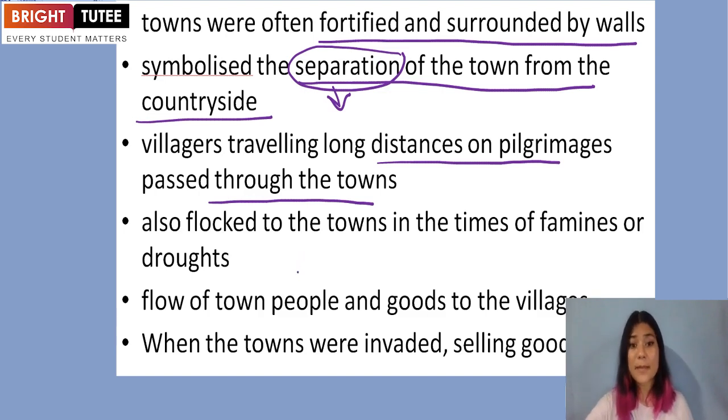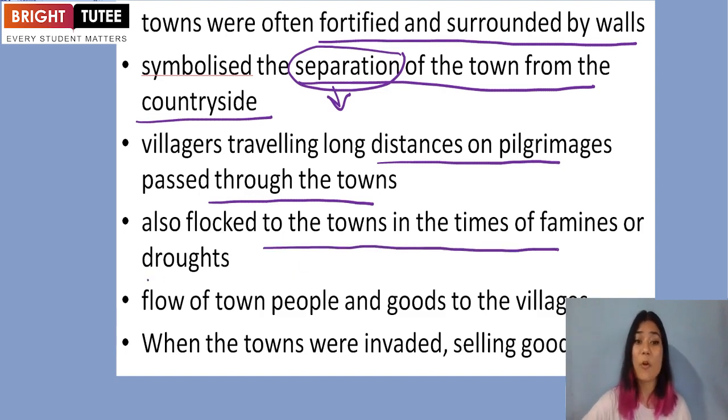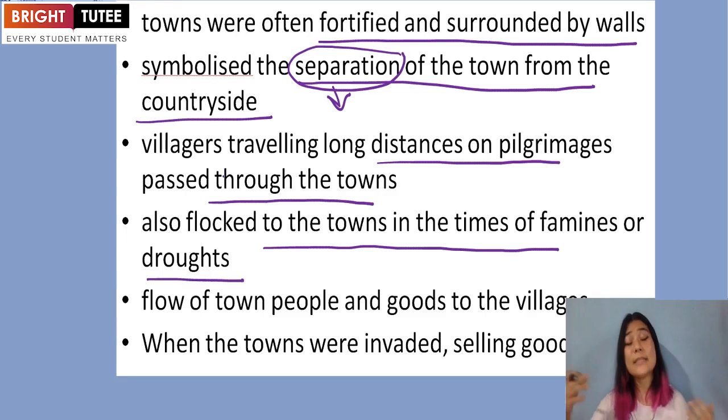Now, sometimes the villagers also flocked to the towns in times of famines or droughts. So in cases of famines, in cases of natural disasters, the villagers often moved to the town to take refuge.